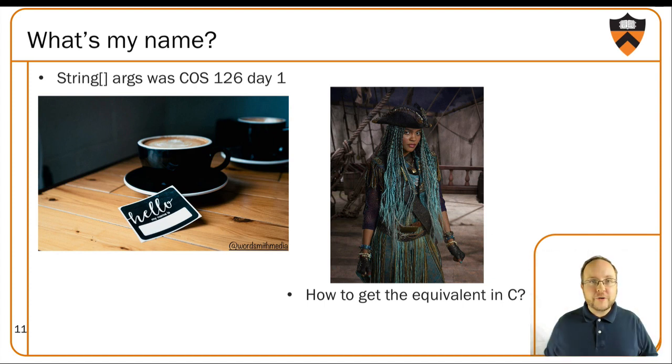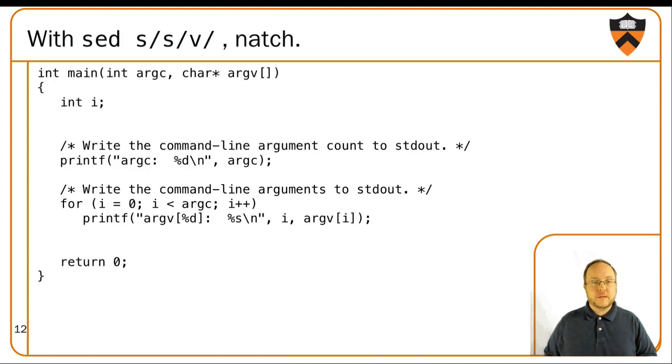All of this stuff you covered in a remarkably quick uptake in 126, especially considering that now we're a third of the way into 217 and we haven't seen it yet. Let's fix that. How does a program get command line arguments, including the program's own name? As I said, in Java it was an array of strings, and indeed it's the same in C.